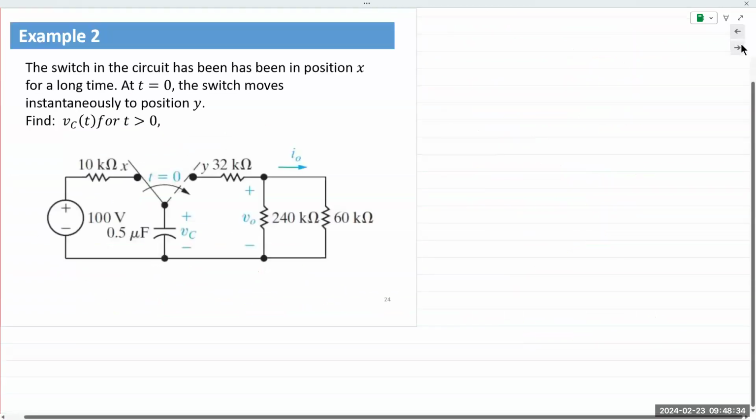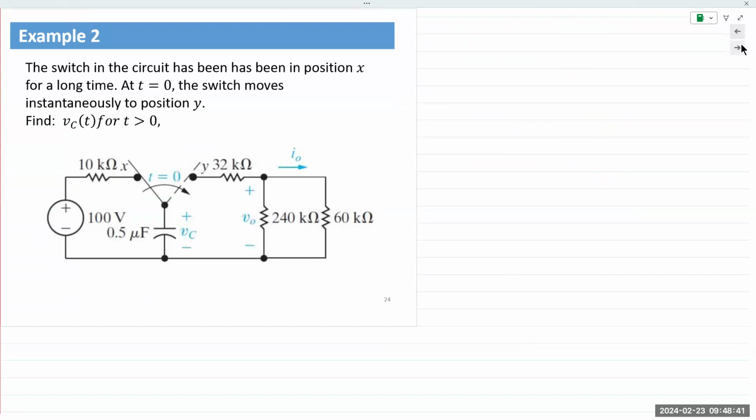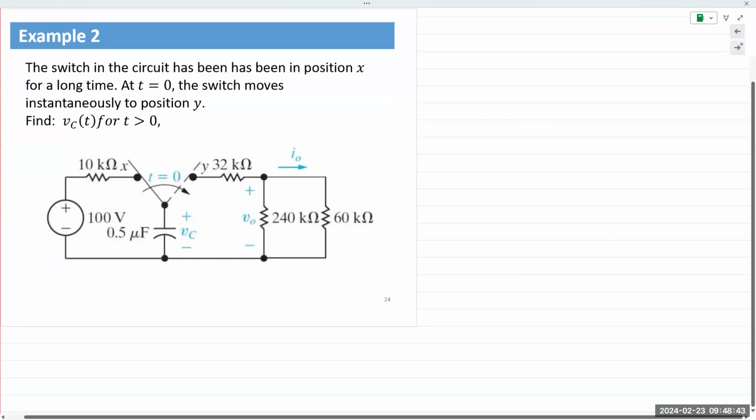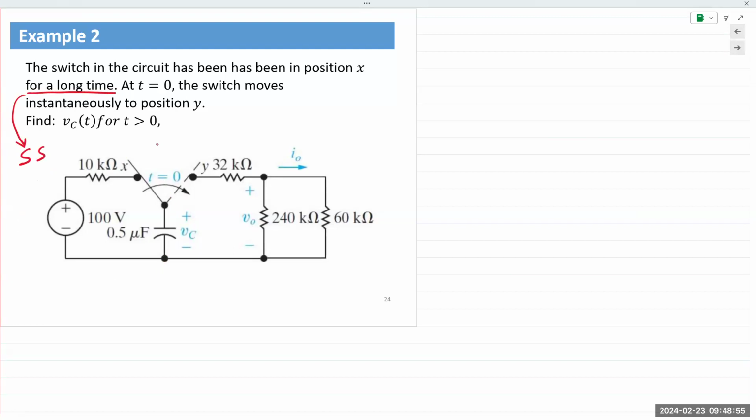Okay, so let's go into the second example. It's very similar to the first one, but this time we have a capacitor. So the switch has been in position X, meaning on the left side, for a very long time. And again, when you read the words long time, it simply indicates the capacitor is at steady state. At steady state, the capacitor has sufficient time to reach full charge, and it's now behaving as an open circuit, right?